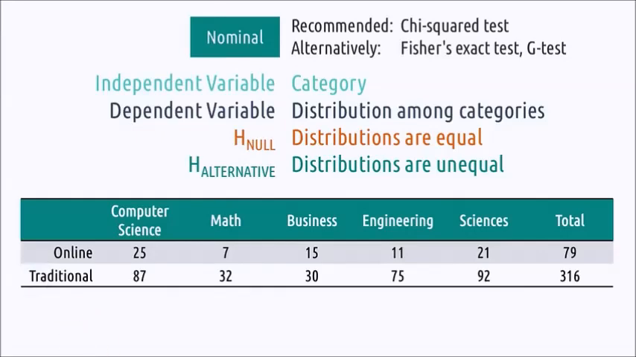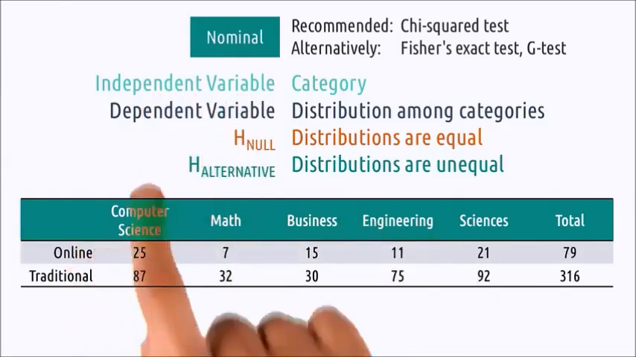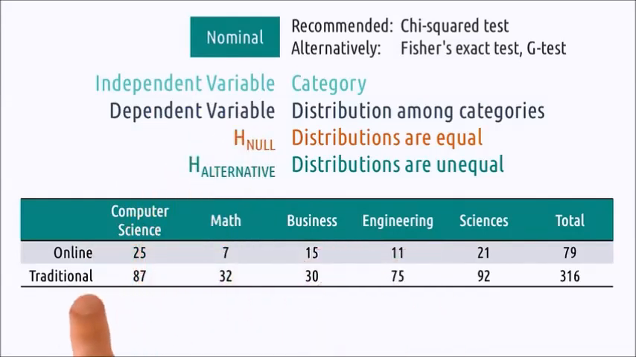So for example, one of my questions was, does the distribution of majors differ between the online section and the traditional section? Here, our independent variable would be a pair of categories. For me, it's online and traditional. And our dependent variable would be the distribution among some other set of categories. Here, it's majors. We always assume that the distributions are equal. And so our alternative hypothesis would be the distributions are unequal.